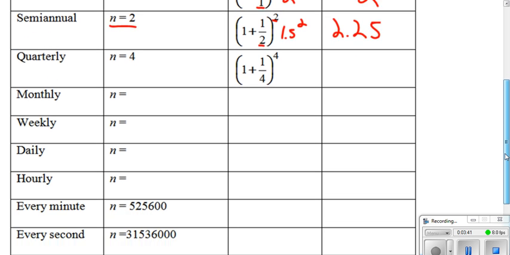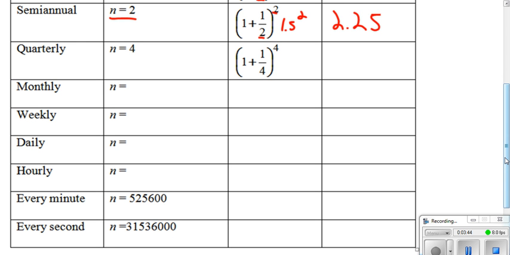So let's say they checked it quarterly. So every 3rd month or so, they would check it. It was checked 4 times a year. So it'd be 1 plus 1/4 to the 4th power. Well, 1 plus 1/4 is 1.25 to the 4th power. So that would come out to 2.4414 and some other numbers there. So you'd have about $2.44, which again is more than that $2.25 if they checked it twice. So again, the more they check it, the better.